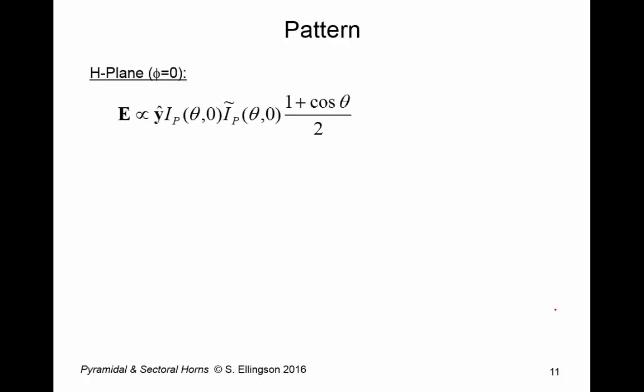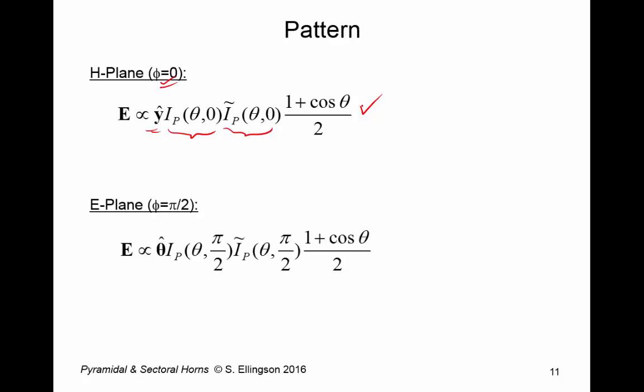Pattern. We're interested in a normalized pattern, so we can throw away all the factors which do not change as a function of pattern variables, theta and phi. The H-plane is phi equals 0, so the associated electric field is y-hat polarized, the product again of these two numerical integrations, and then an obliquity factor. The E-plane is phi equals pi over 2. That's proportional to theta hat, the product of these two numerical integrations, and another obliquity factor.